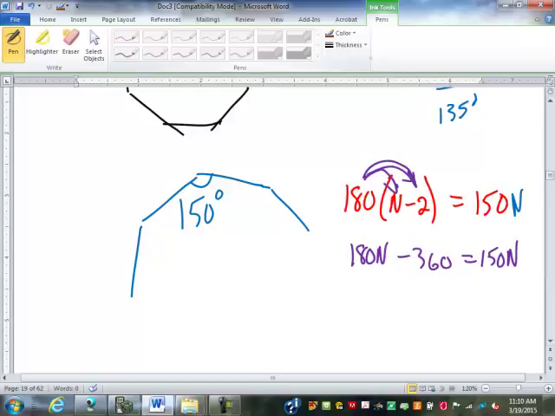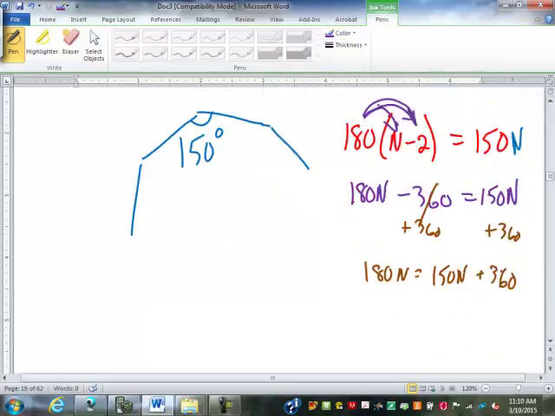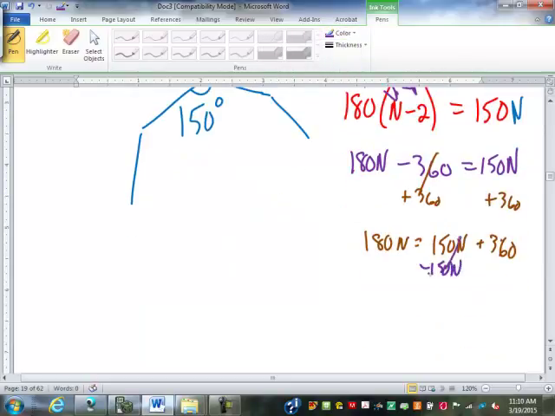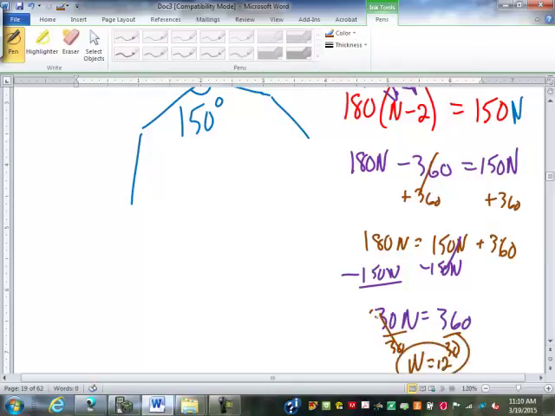What would be our next step in solving this? There's a couple different directions you could go. So you'd add 360. You're going a little bit of a long route, but it'll get us there. Yep. So then what? Subtract the 150 and so you got 30n is 360. Then what? Divided by 30 gives us n is 12. It's a 12-sided figure. A dodecagon.